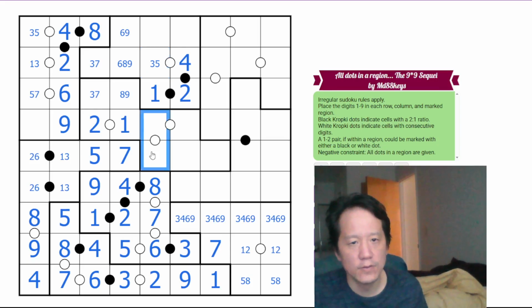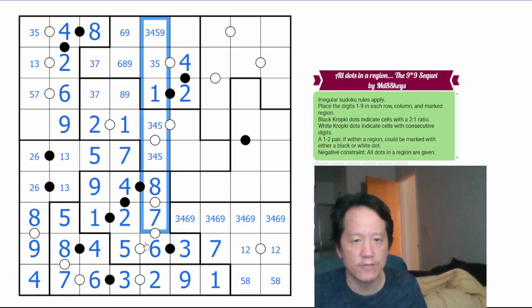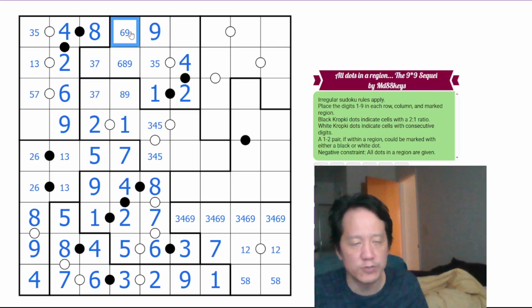Okay. Remaining digits in column 5, we have 3, 4, 5, and 9. Right? 3, 4, 5, 9. Well, 9's not consecutive with 3, 4, 5, so none of these could be 9. We have a 3, 4, 5 pair. Where is the 9 then in column 5? It has to be here. So this is 9, which makes this 6. This can't be 6 or 9, so this is 8, which makes that 9.